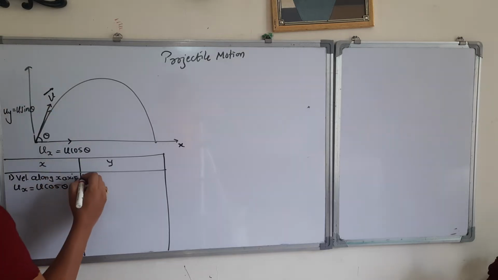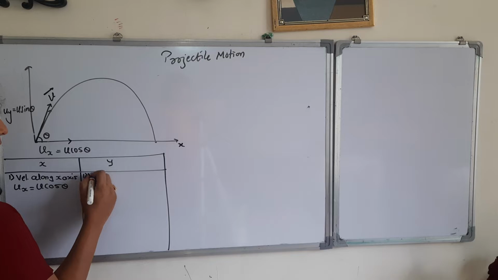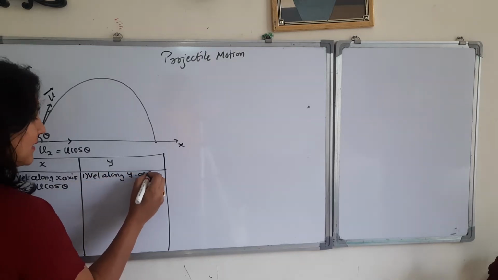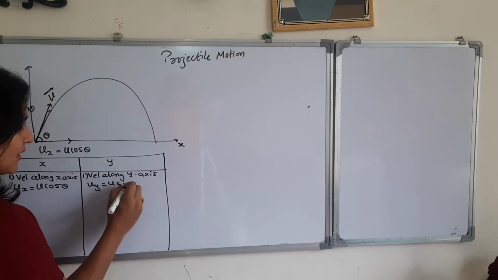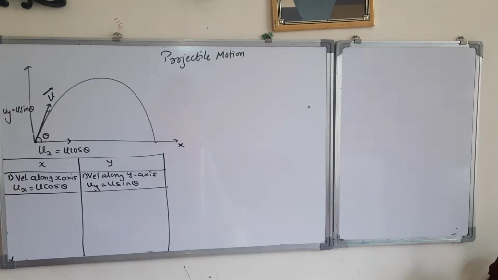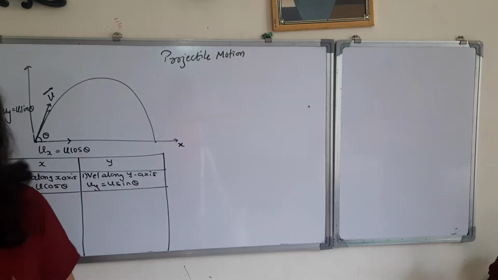And on to y-axis means I got the first point on y side also. Velocity along y-axis, which is uy, which is u sin theta. Clear है? ठीक है? That I have already explained. Now theta is angle of projection, that you know.